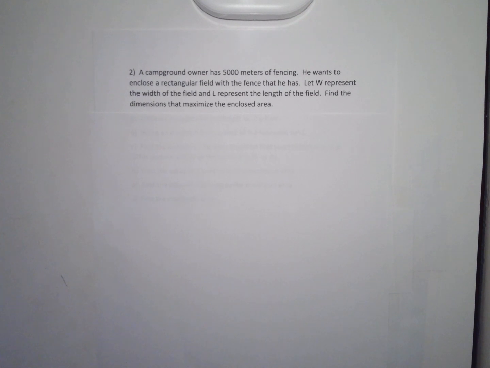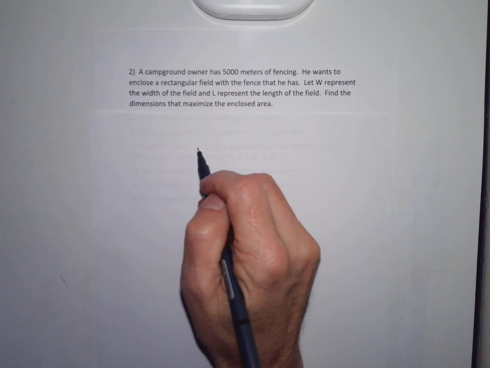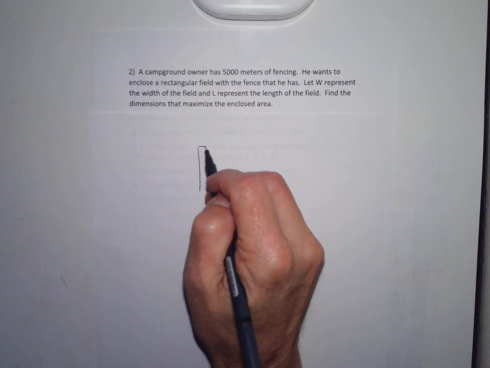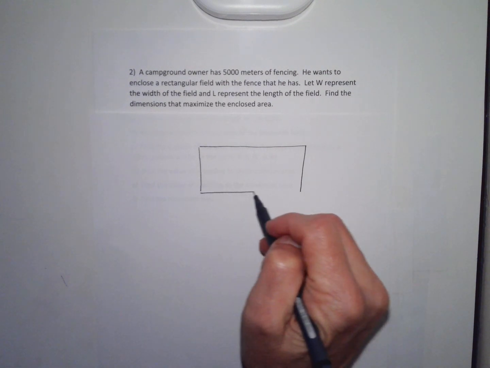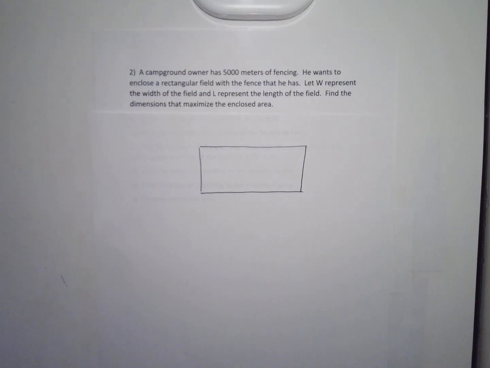So in problem 2, a campground owner has 5,000 meters of fencing. He wants to enclose a rectangular field with the fence that he has, with no restrictions on having a river. So in this case, instead of making just 3 sides, the campground owner is going to make 4 sides. So when I go to draw my diagram, this is the region that the campground owner is going to enclose. Maybe to keep bears out, who knows what it is.